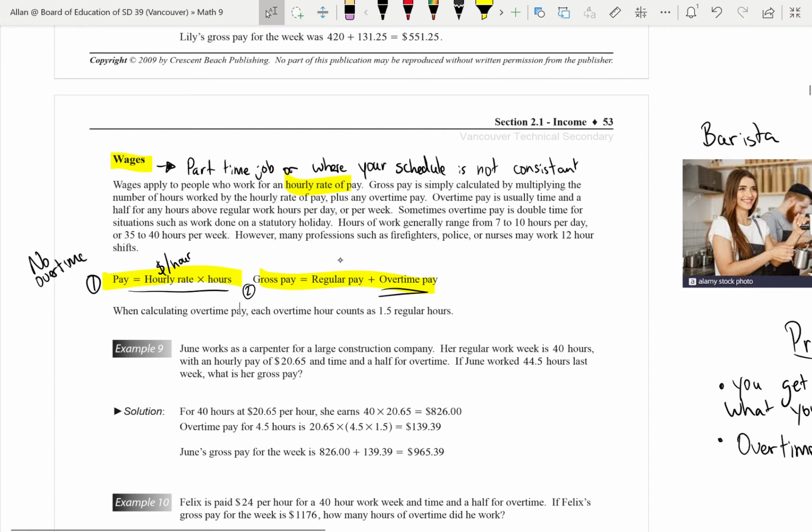The regular pay is the number 1 equation in there, and then you need to do a second one, which is your overtime rate times overtime hours. So potentially for questions like these, you need to do a little bit more calculating.